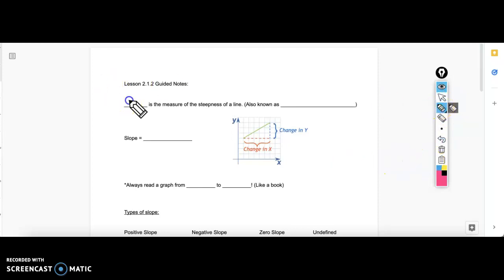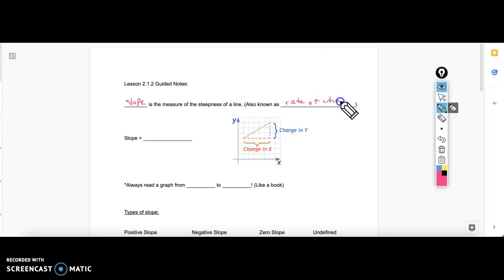So our first thing that we're going to fill out is that slope is the steepness, or the measure of the steepness, of a line. Another thing that slope is, is the rate of change. How much is things changing in this line? So I'm going to find my rate of change.